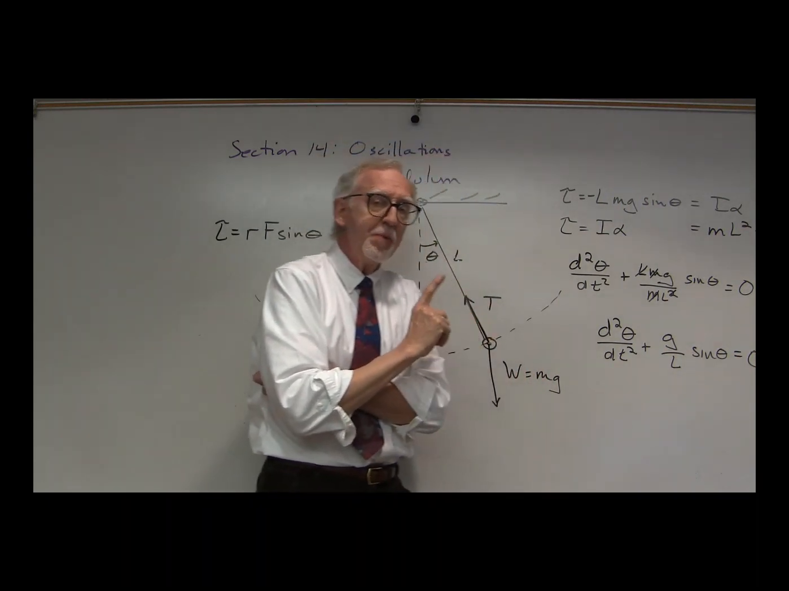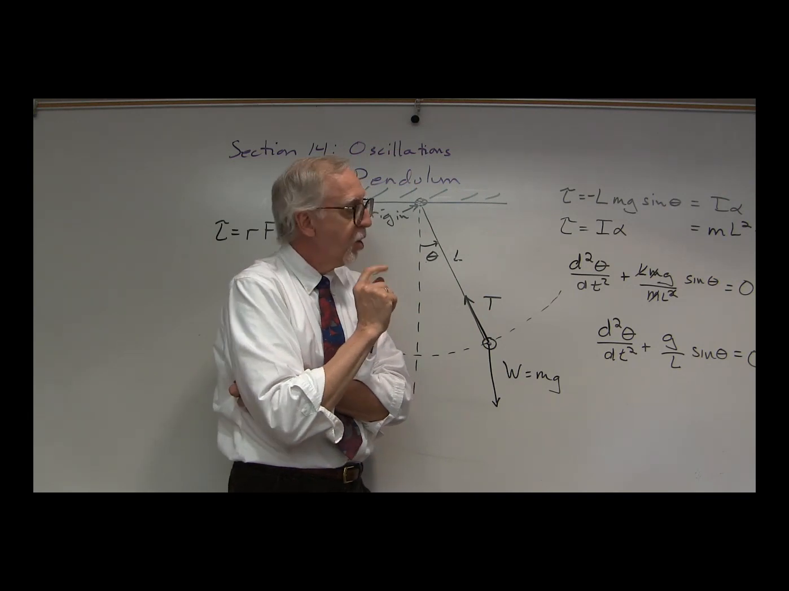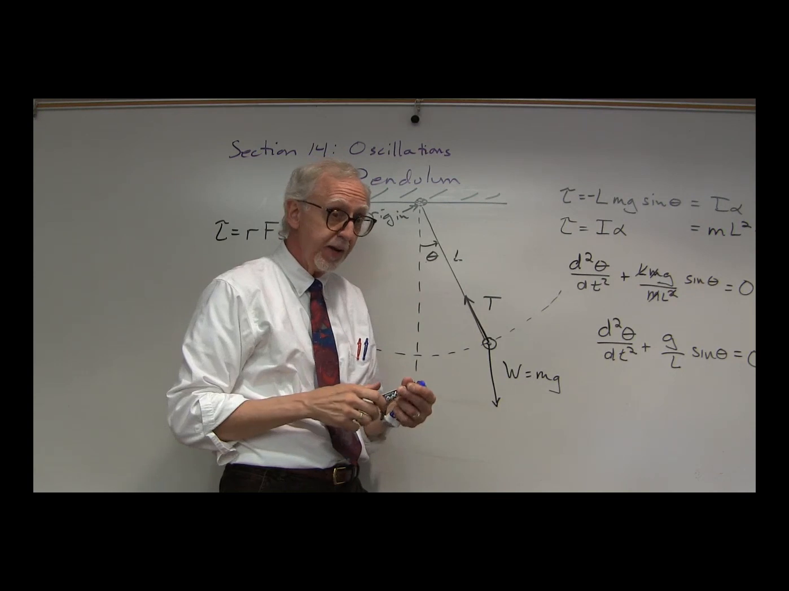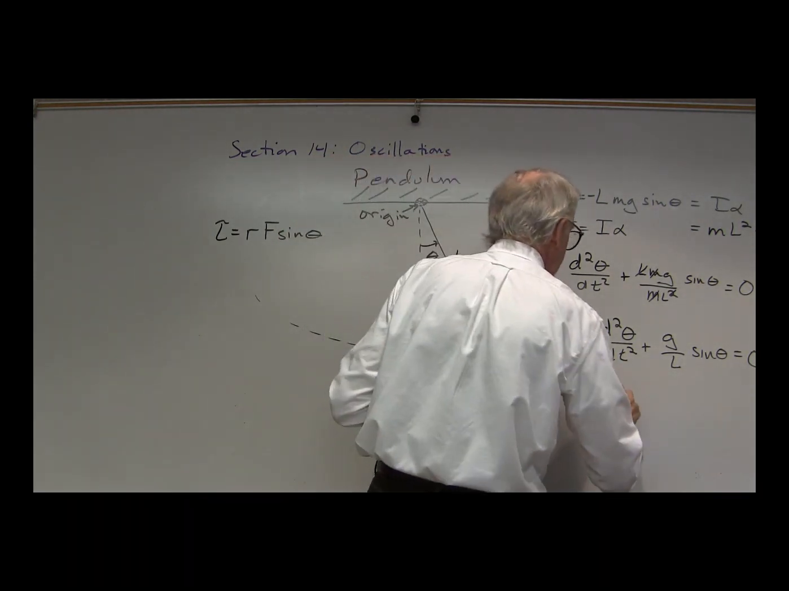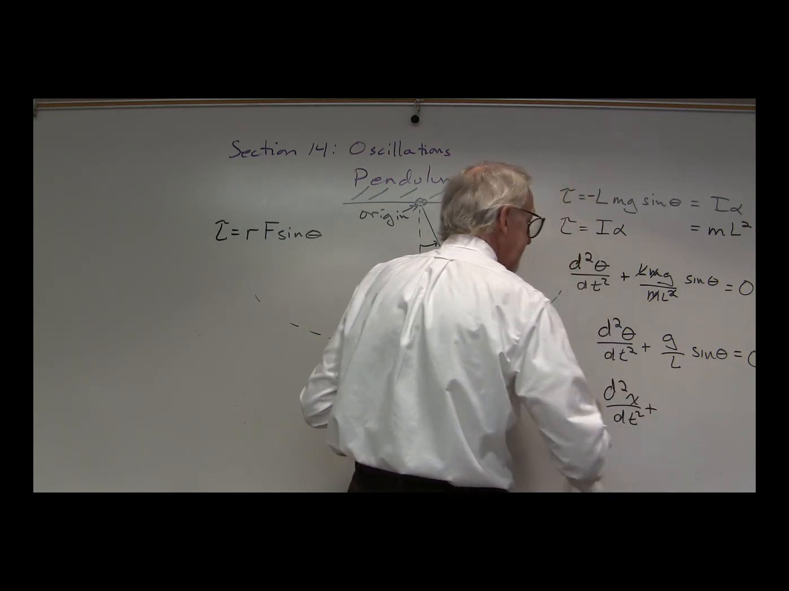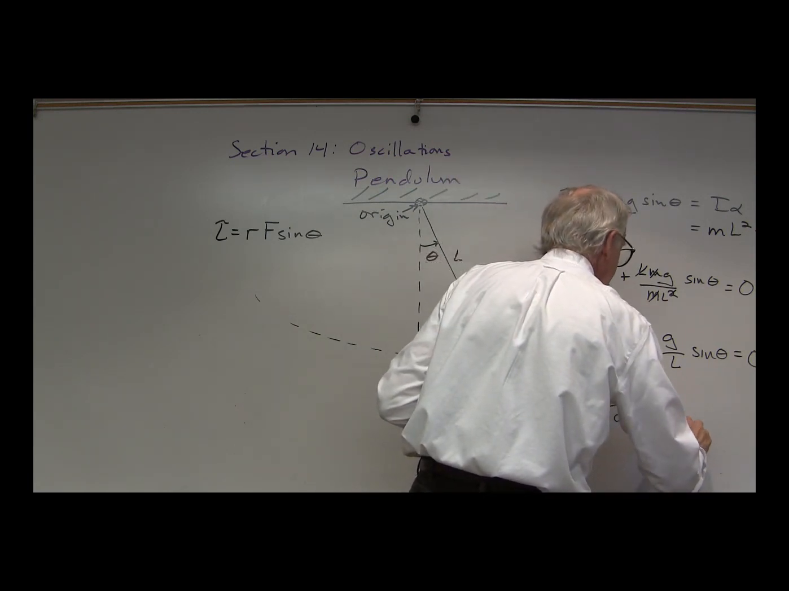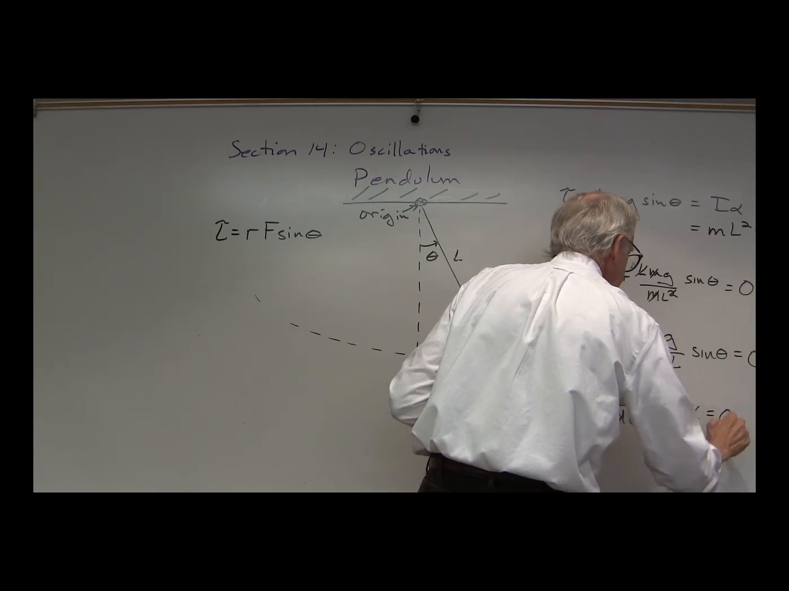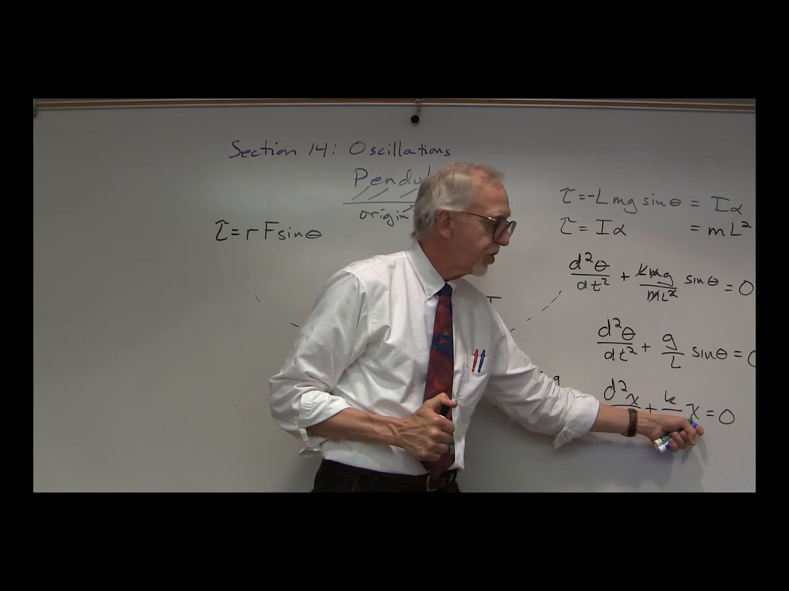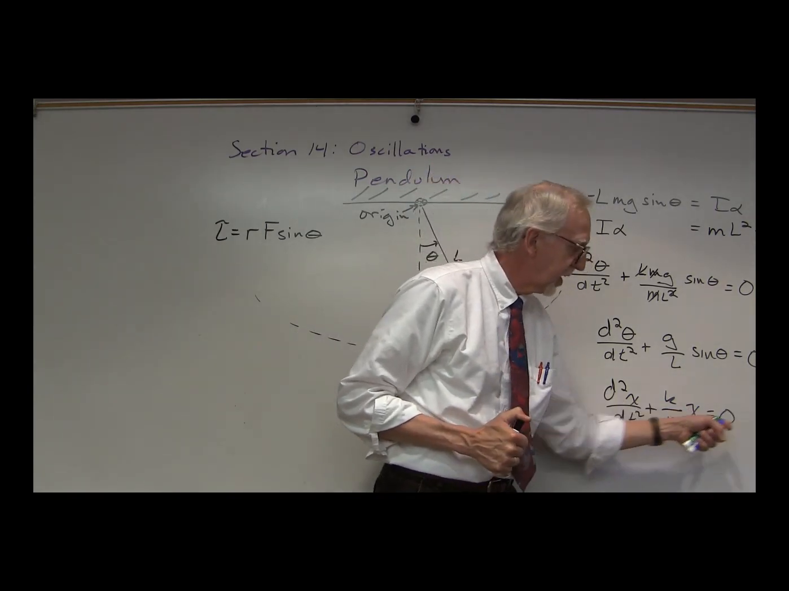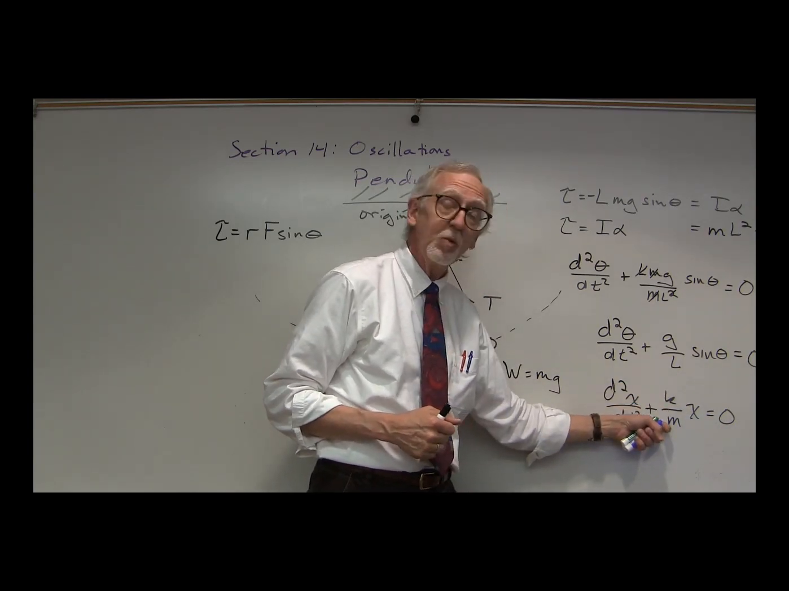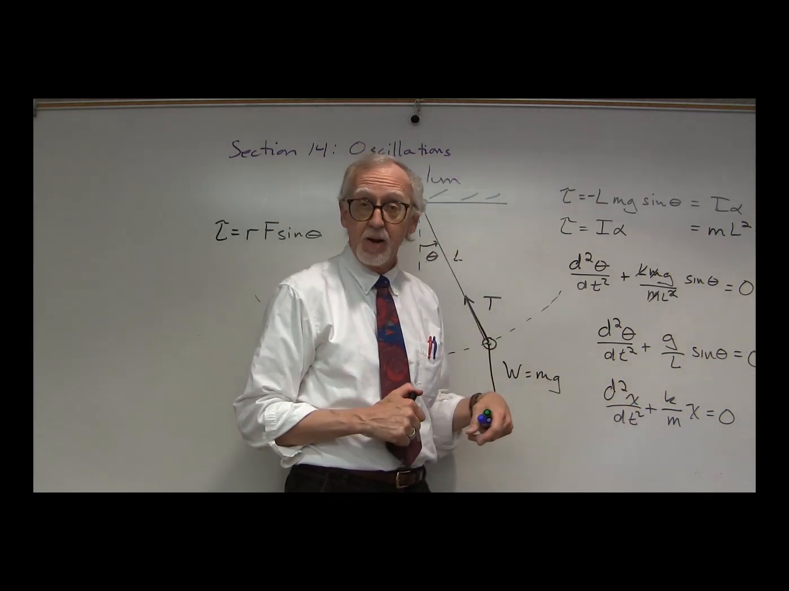Is this simple harmonic motion? From when we looked at the mass on a spring, we found that d squared x dt squared plus k over m x was equal to 0. And we said when the acceleration was proportional to the negative of x, negative k over m x, or in this form where this is omega squared, we got simple harmonic motion.